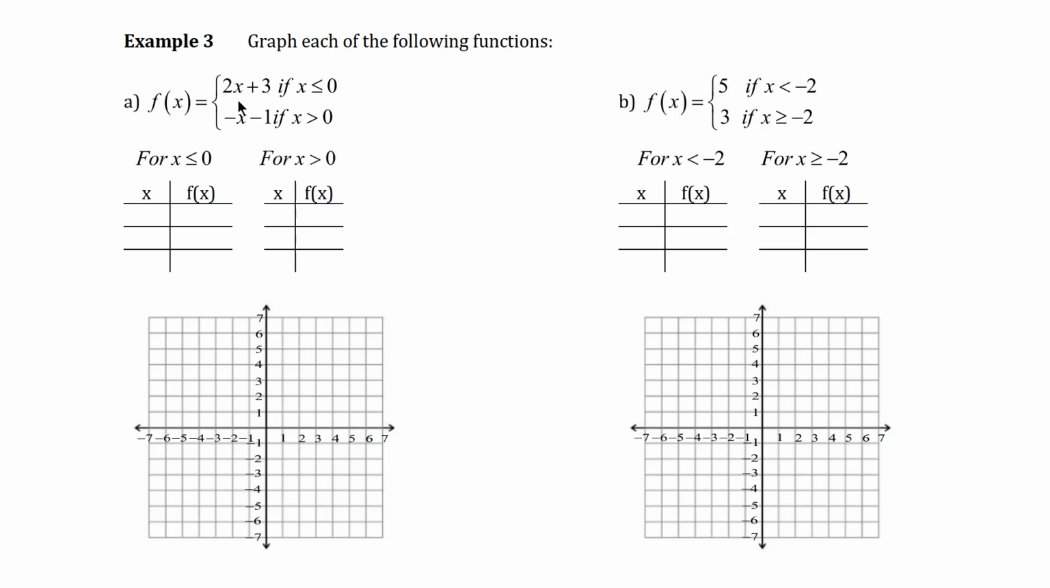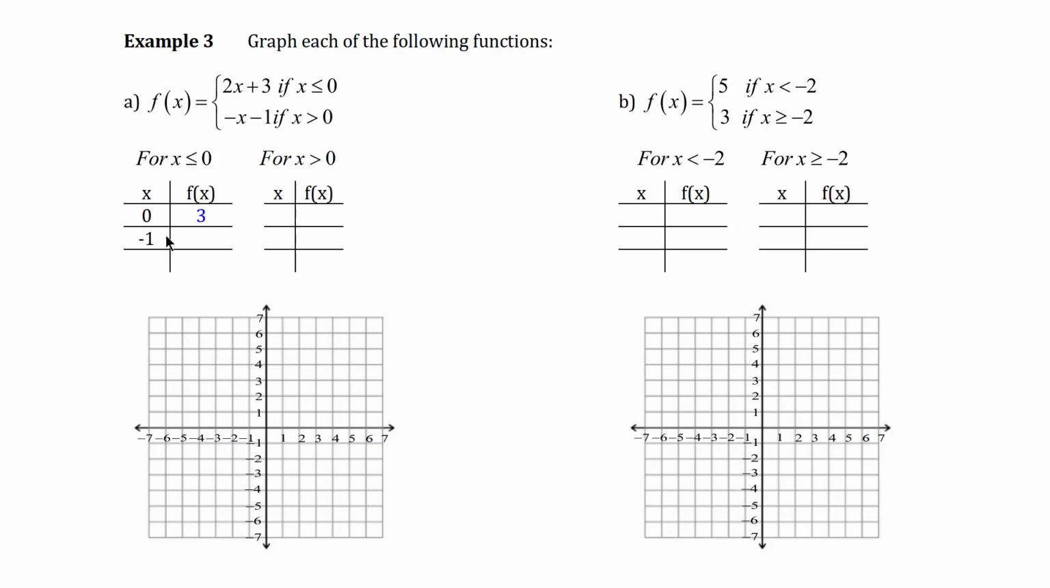First, I'm going to graph the top equation and then the bottom equation using the point plotting method. Starting with the top equation, we only use x values that are less than or equal to 0. So when I create my xy chart, the x values I'm going to use are 0 and then anything less than 0. So I'm going to use negative 1. Next, if we plug in the x value of 0 into the top equation for x, we get 2 times 0 plus 3. This simplifies to 3. So our f of x value here is 3 in our chart.